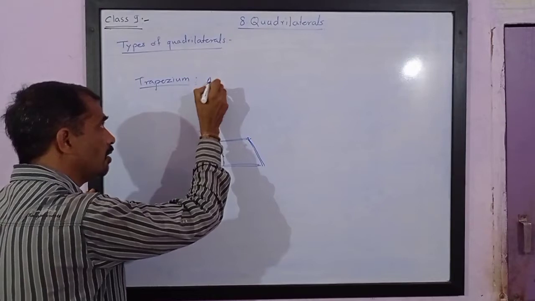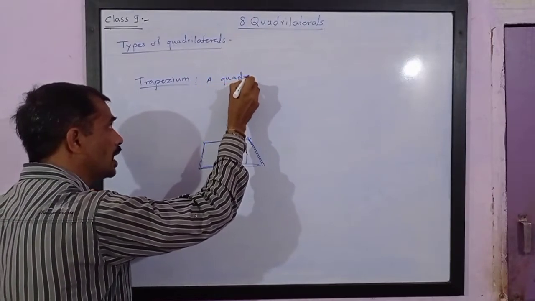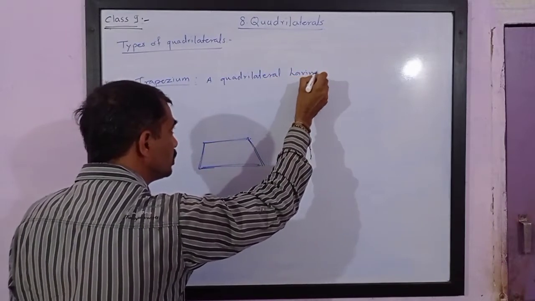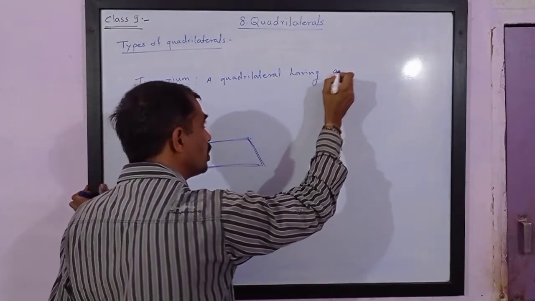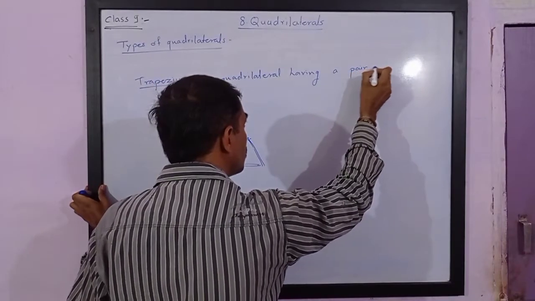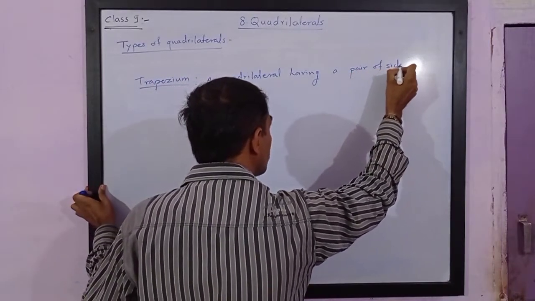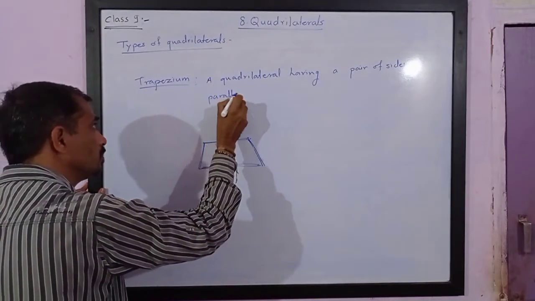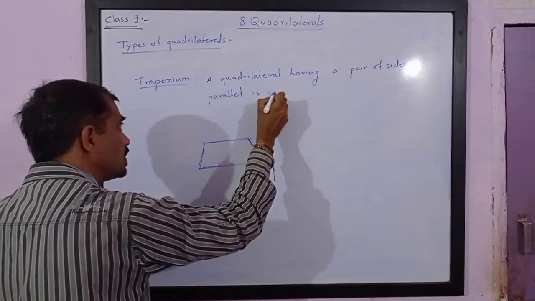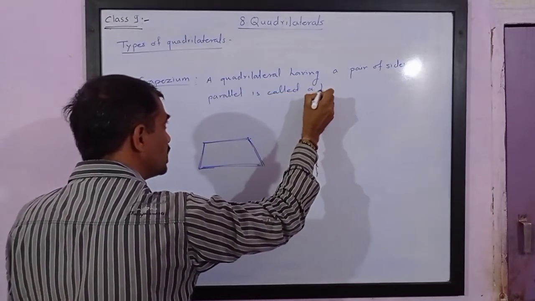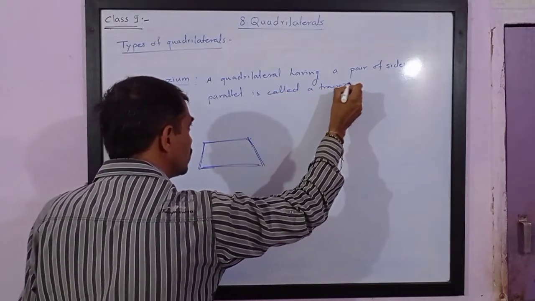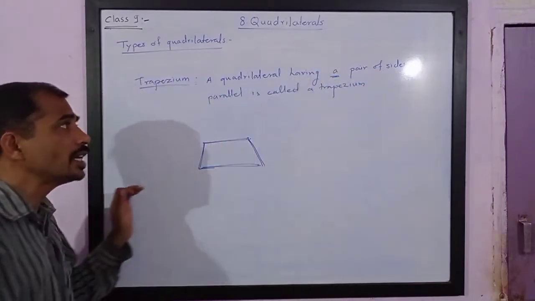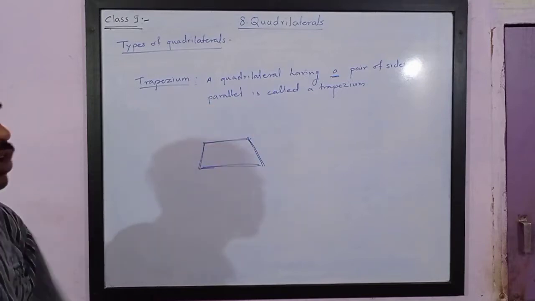So a quadrilateral having a pair of sides parallel is called a trapezium. Please note this A means 1. A stands for 1. So a quadrilateral having a pair of sides parallel is called a trapezium.